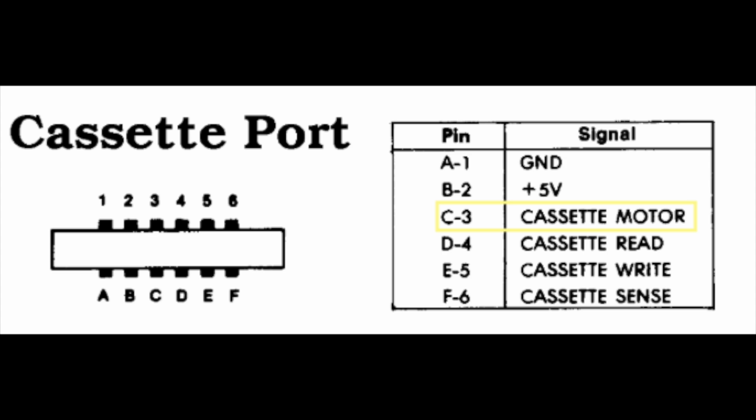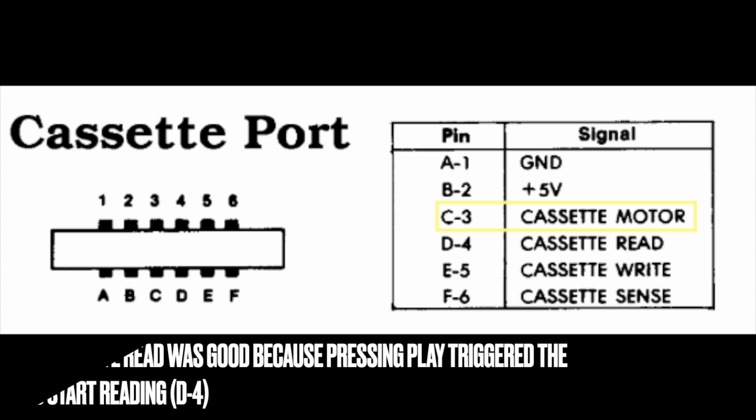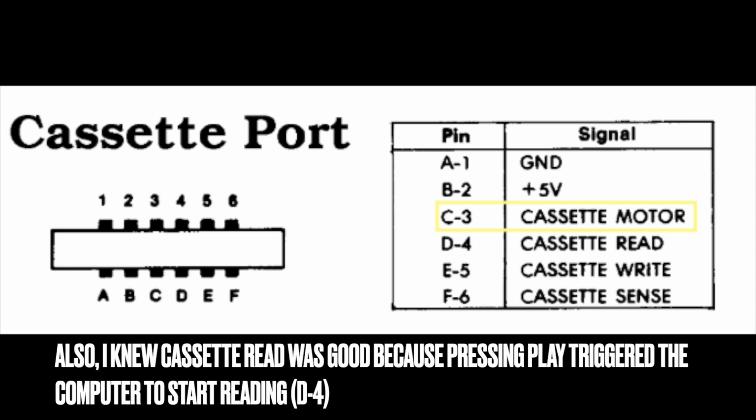So one of the first things I did to try to look into how this worked is I looked at the pinout of the cassette port itself. As you can see, you've got ground, 5 volts, and C3 there is the main one that I'm going to focus on, which is the cassette motor, meaning that no matter which button I press, play, rewind, fast forward, nothing really did anything. Nothing drove the tape player, even though I knew that the tape player actually worked.